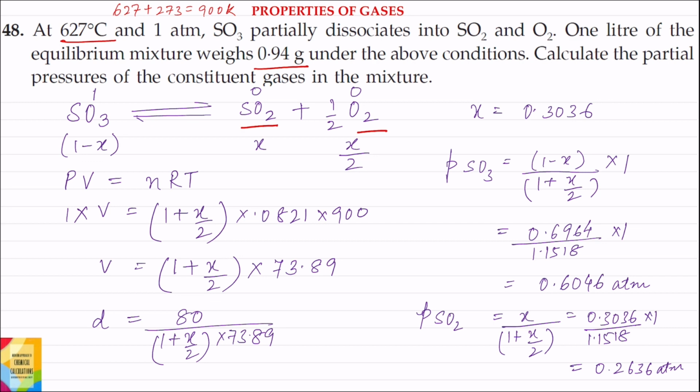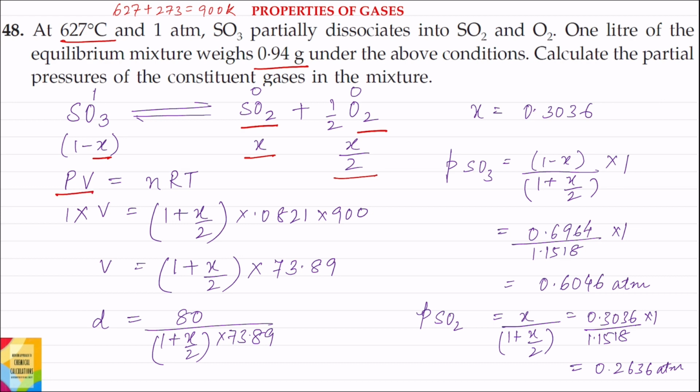Now initially, if 1 mole of SO3 is present, then before dissociation, moles of SO2 is 0 moles and moles of oxygen is also 0 moles. Let the degree of dissociation be x. So, out of 1 mole, x moles of SO3 dissociates to give x moles of sulfur dioxide and x by 2 moles of oxygen.